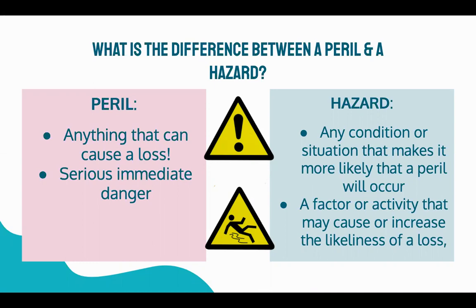So for example, a car accident is the peril, right? It's a loss no matter what, whether it's physical damage or medical damage, it's a peril. The hazards would be maybe driving in unsafe road conditions, not taking driver's ed, driving under the influence, not wearing my seatbelt, driving with bad tires. All of those different hazards could increase the likeliness of a peril, a car crash, happening.